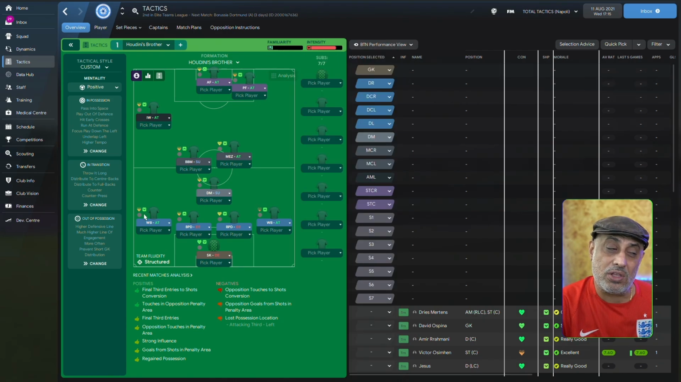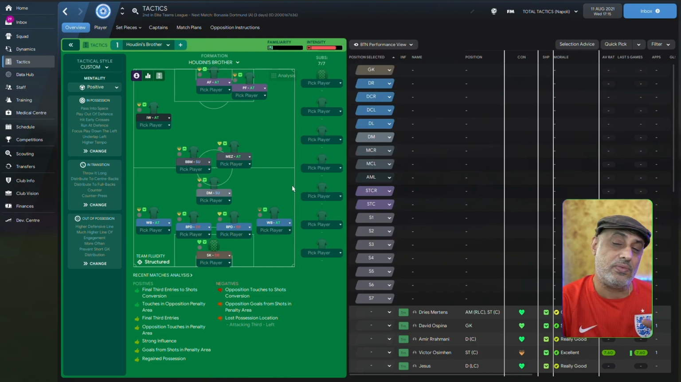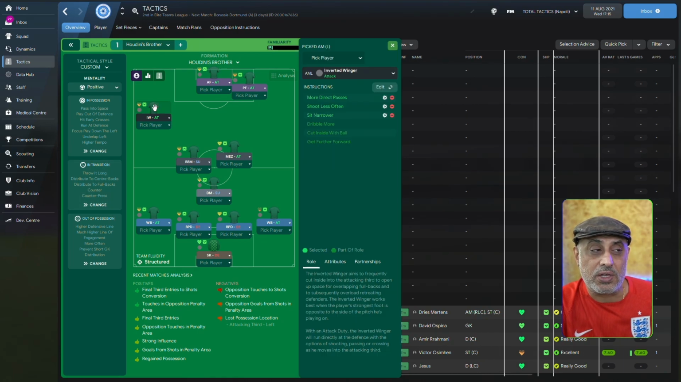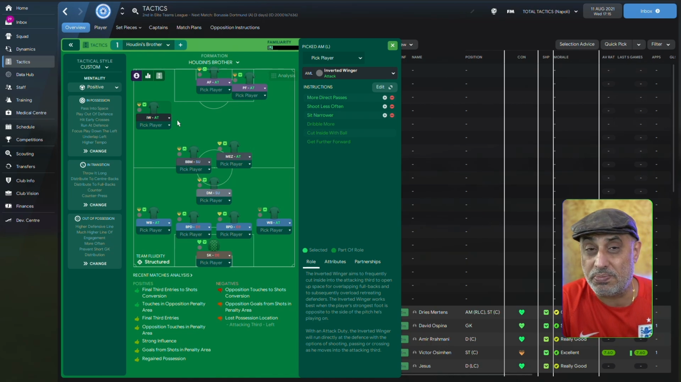But the wingback on the left has been told to take more risks and stay wider. There is a reason behind this. Now, this wingback, he's going to start attacking these lanes as he goes up. But I want this wingback to stay as wide as possible because I want this inverted winger to shift narrow when the opportunity presents itself.